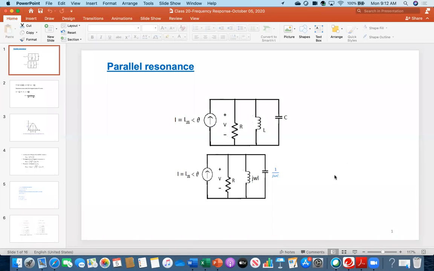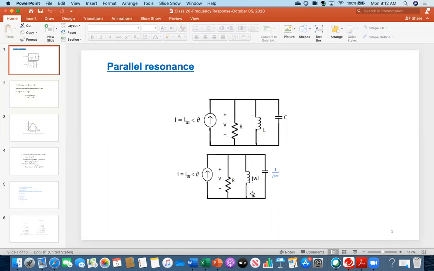Yes. Okay, thank you. Last class we discussed series resonance. Today we will be looking at parallel resonance in the parallel circuit. For example, say there is a current source Im with phase angle theta, and that current source is powering a resistance, inductance, and capacitance.